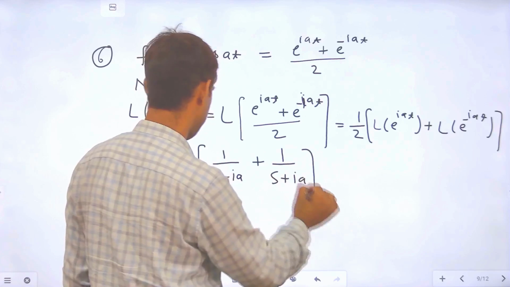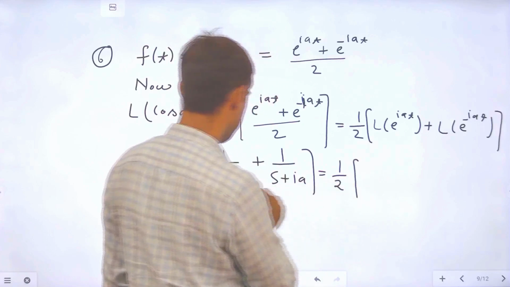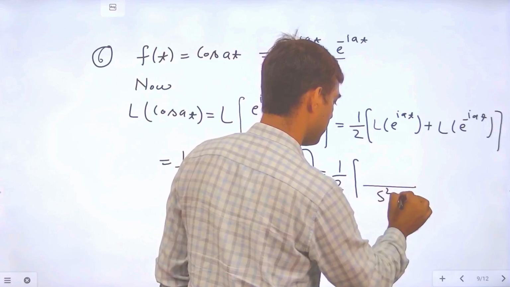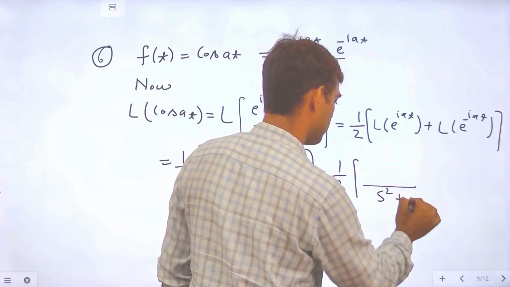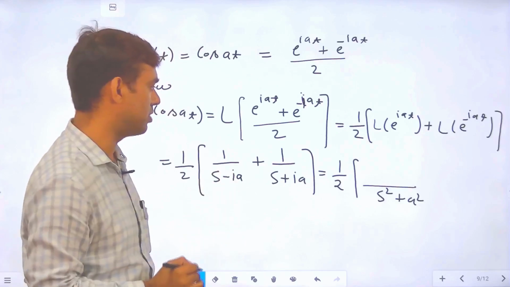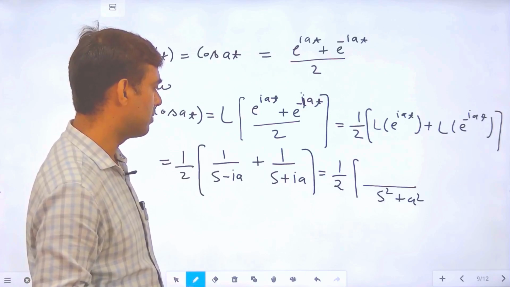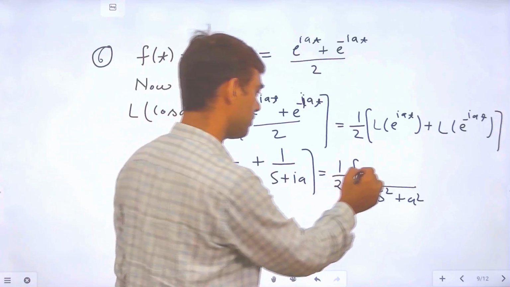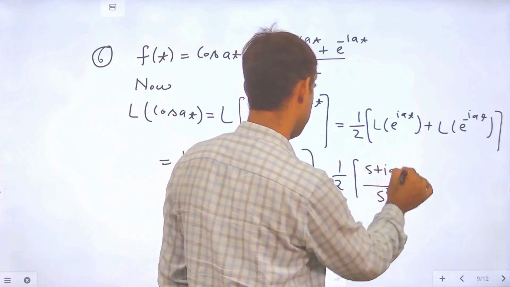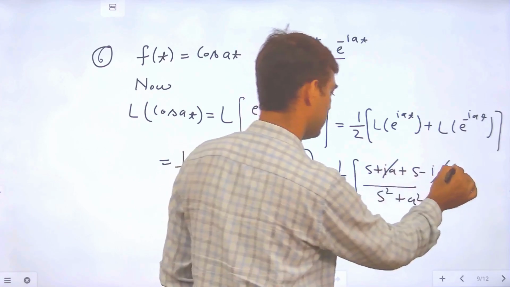In a similar manner, this becomes 1 upon 2, and if we simplify the denominator, this becomes s square minus i square a square, because i square becomes minus 1. So this becomes s square plus a square, and in the numerator this becomes s plus ia plus s minus ia. So this one cancels out.